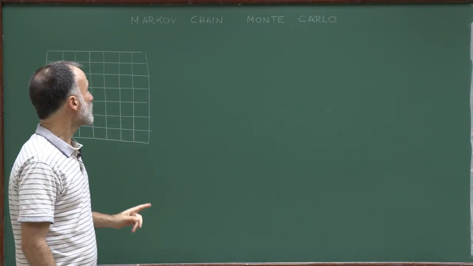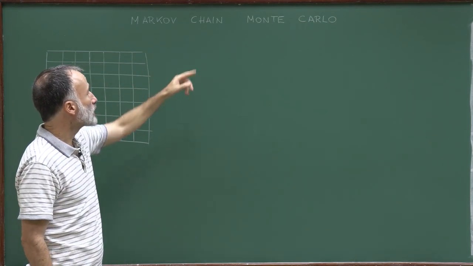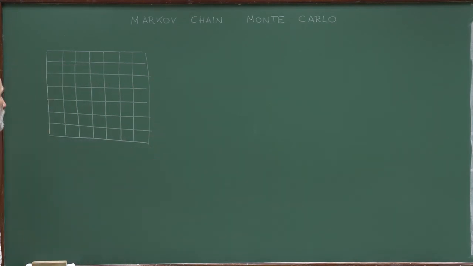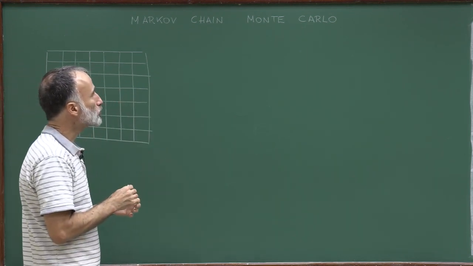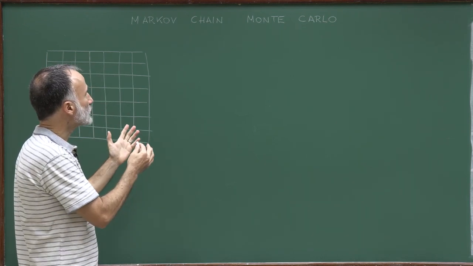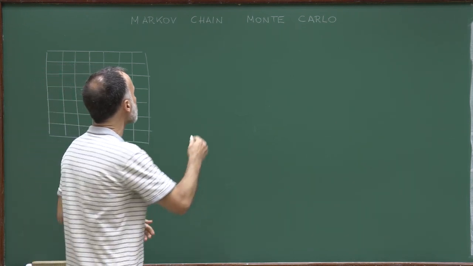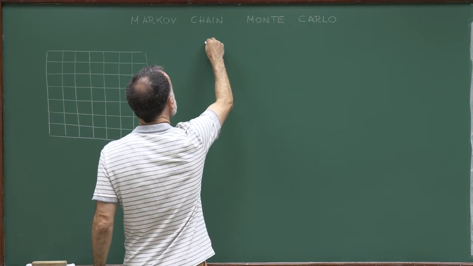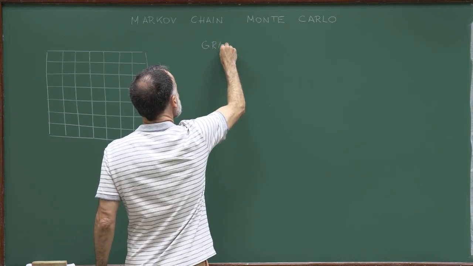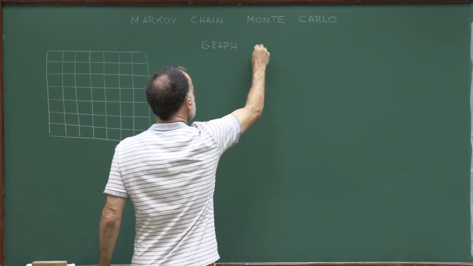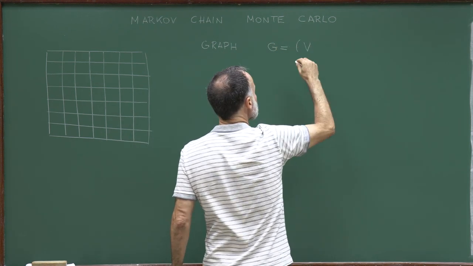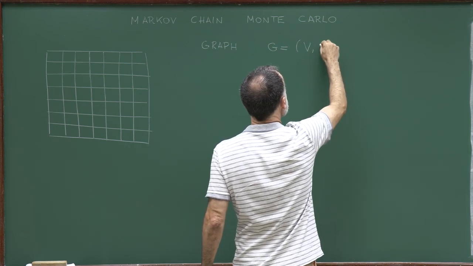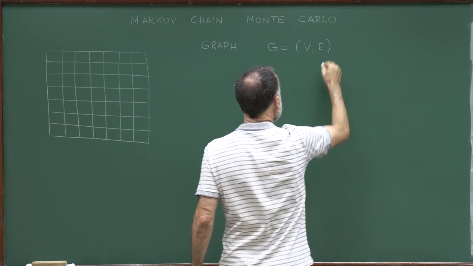So in these next lectures, I will speak about Markov chains, Monte Carlo methods. In order to explain what we will do, I will present an example, and for that I need to define graphs. So a graph G will be a couple (V, E), where V is a set of vertices, and E a set of edges.